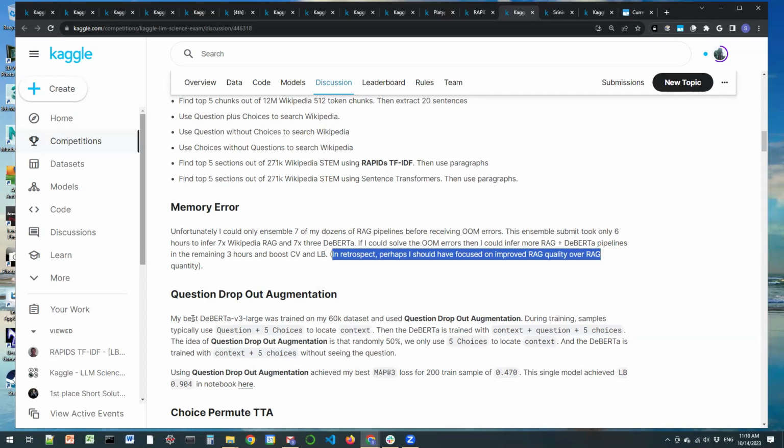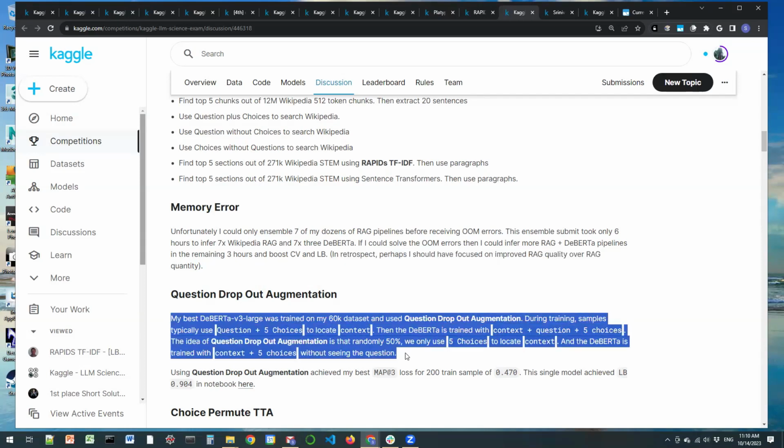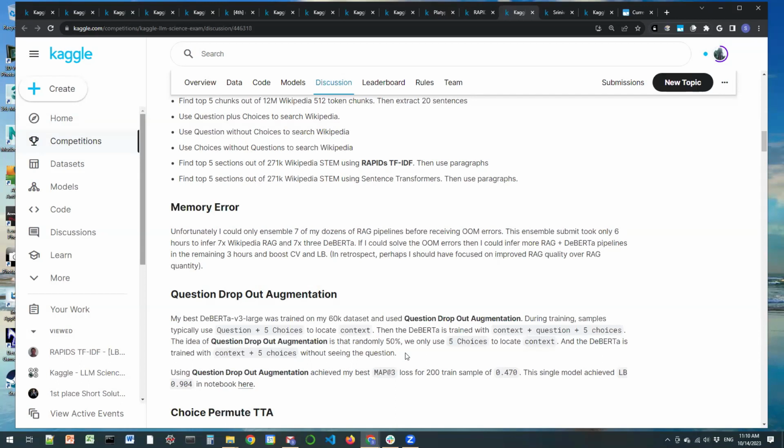This is interesting too. I didn't know this technique existed. Are you aware, Steve, or has anybody else seen this? This seems interesting, right? Typically, question plus answers is what you use to go search for a context. And then you provide the eventual LLM the context, question, and answer. That's what you train with.